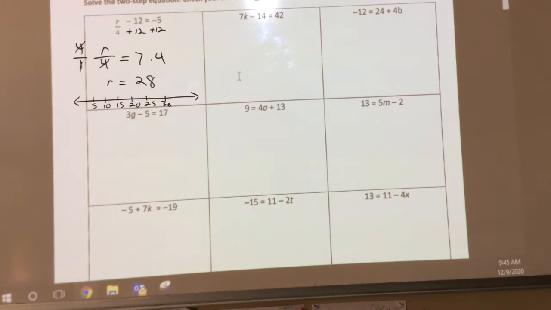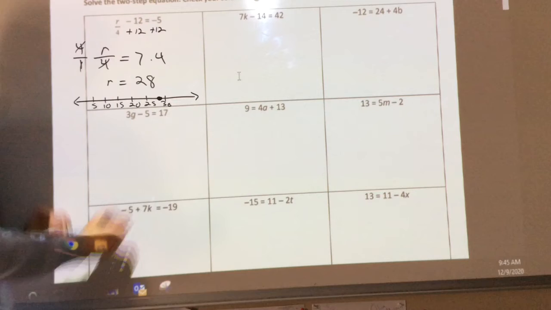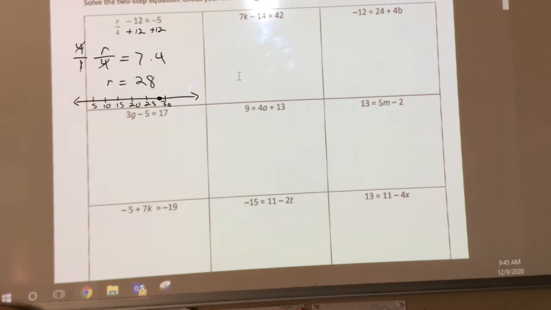You with me on that so far? Don't we agree that 28 is about right there? Does everybody see how I did that? Questions on that? Pretty simple.